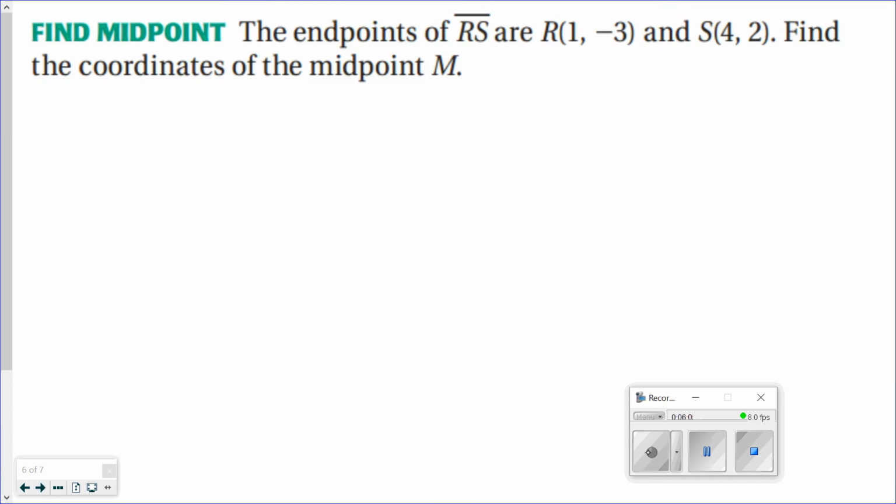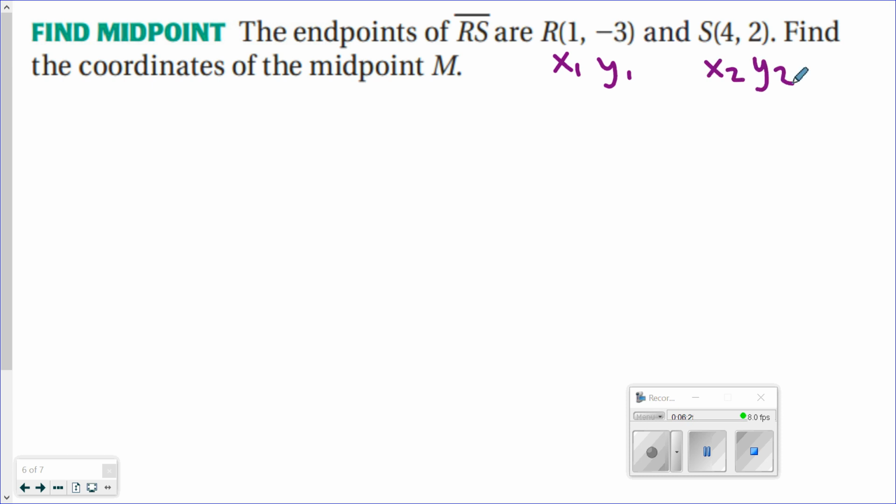Here's a similar problem. Find the midpoint. The endpoints of RS are R (1, -3) and S (4, 2). Find the coordinates of the midpoint. So since R is my first coordinate, I'm going to call that one x1, y1. Since S is my second coordinate, I'm going to call that x2, y2.